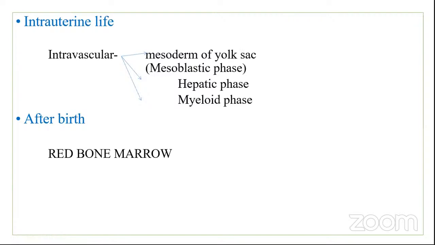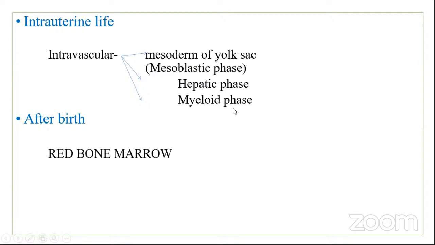So this is called the mesoblastic stage. During this stage, erythropoiesis is mainly intravascular. Next comes the hepatic stage. From the 5th week of gestation, erythropoiesis is taken over by the liver and the spleen.